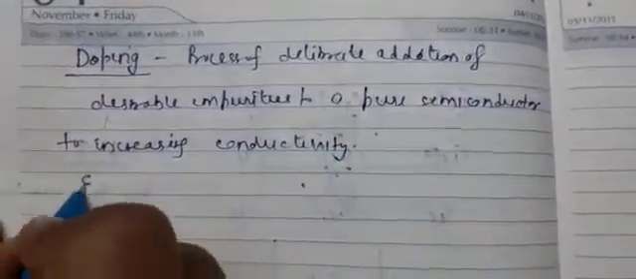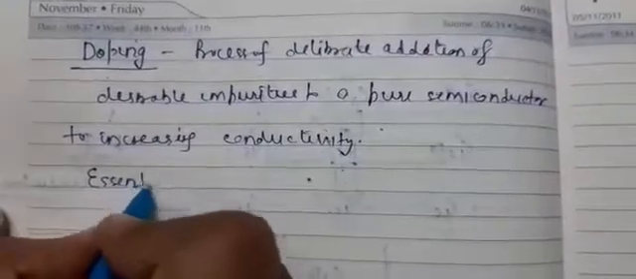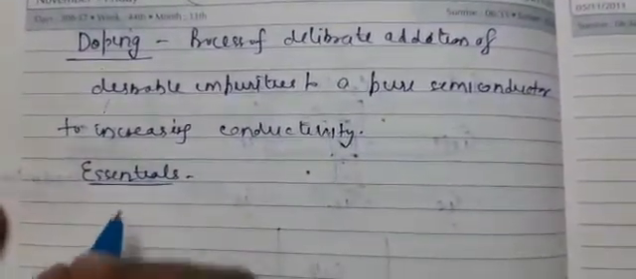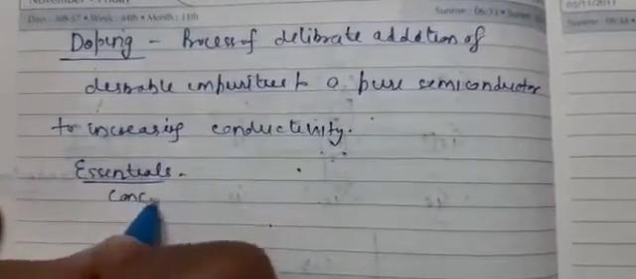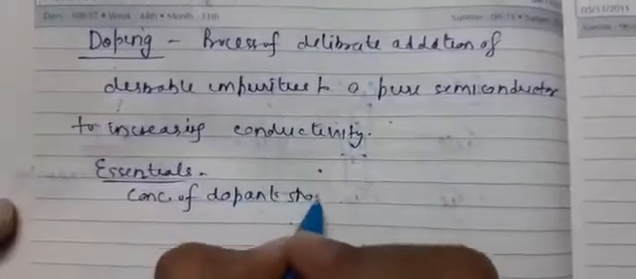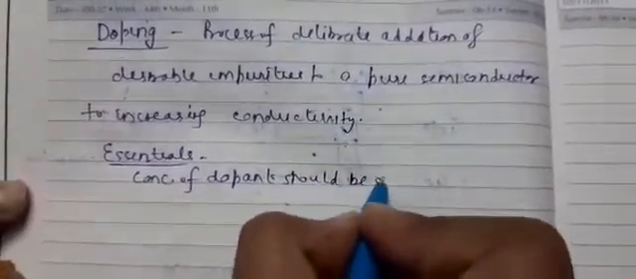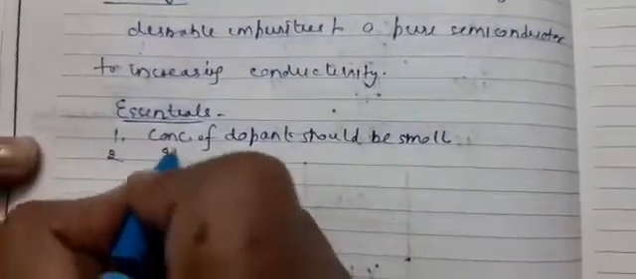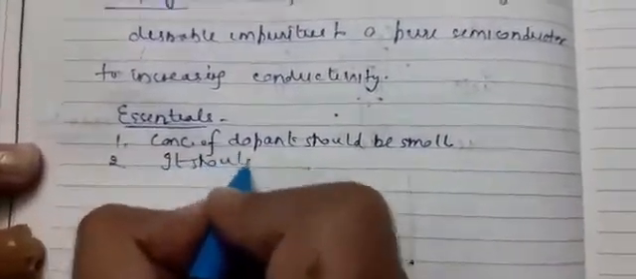Now, what are the essential characteristics of a dopant? The concentration of the dopant should be small. It should not be large. Second, it should not disturb the crystal structure.